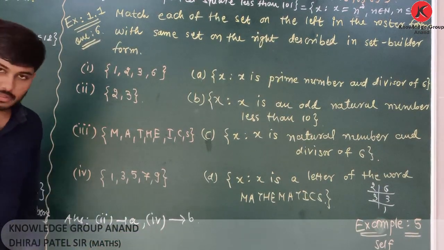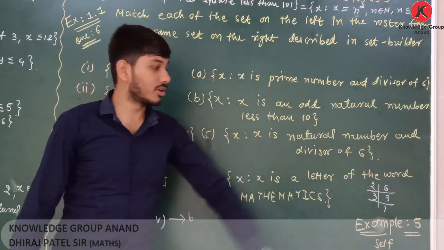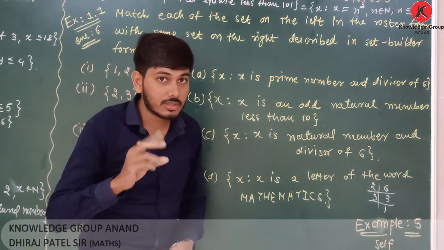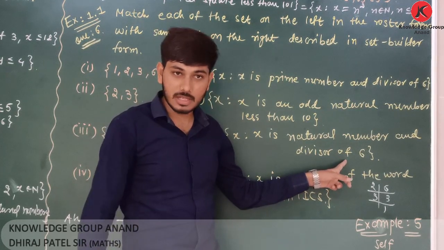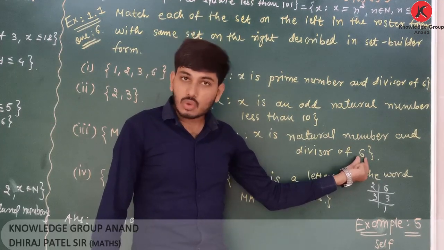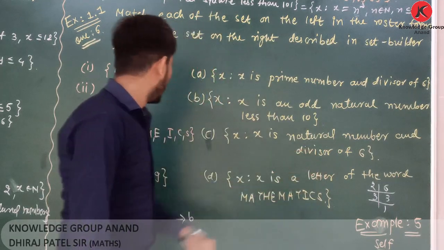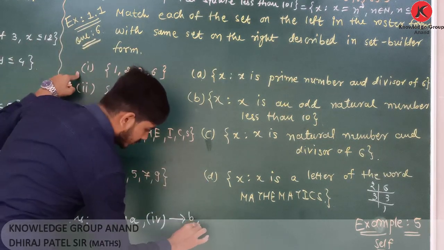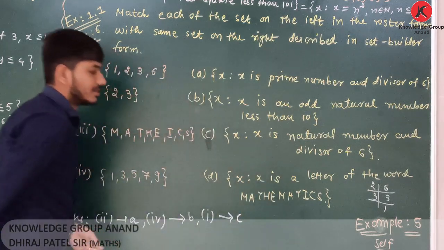Okay, 2 are there. Now third one, x such that x is a natural number and divisor of 6. There are many divisors of 6, not only prime divisors. I am taking all the divisors of 6, that means the numbers that divide 6: 1, 2, 3 and 6. Total 4 divisors of 6. 1, 2, 3 and 6. And you can match this one with first. Therefore we are getting first matches with C.